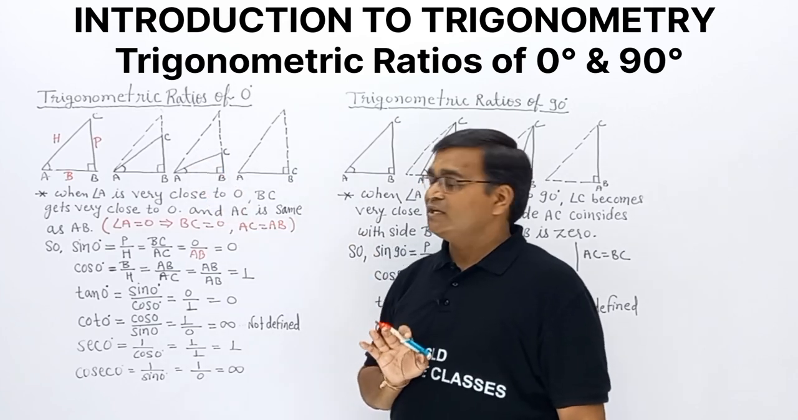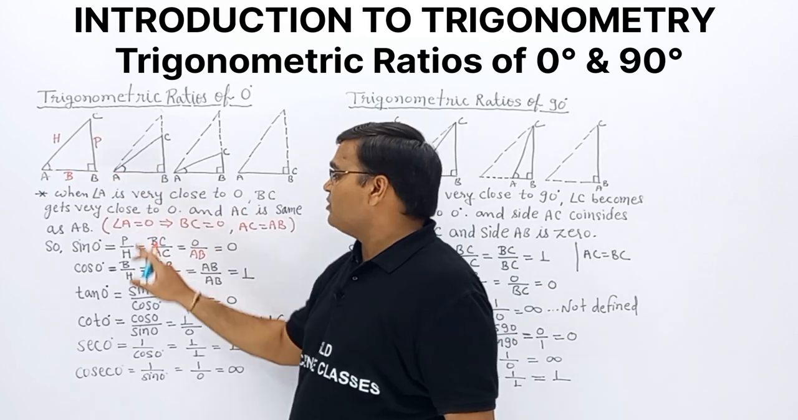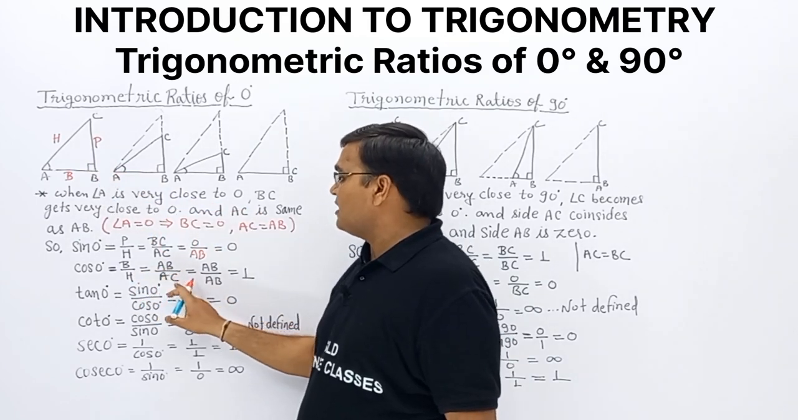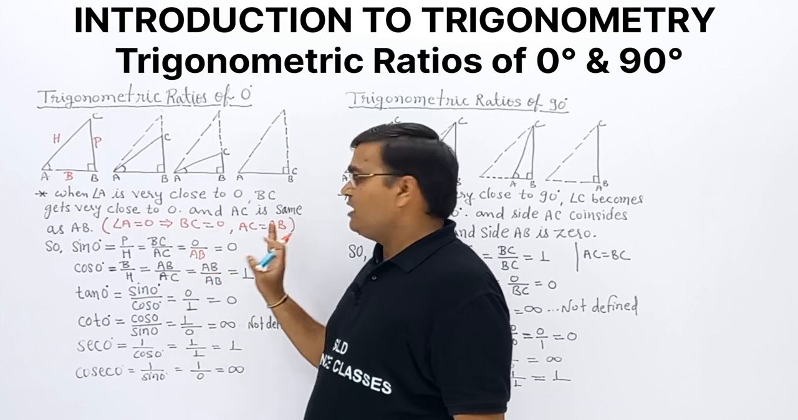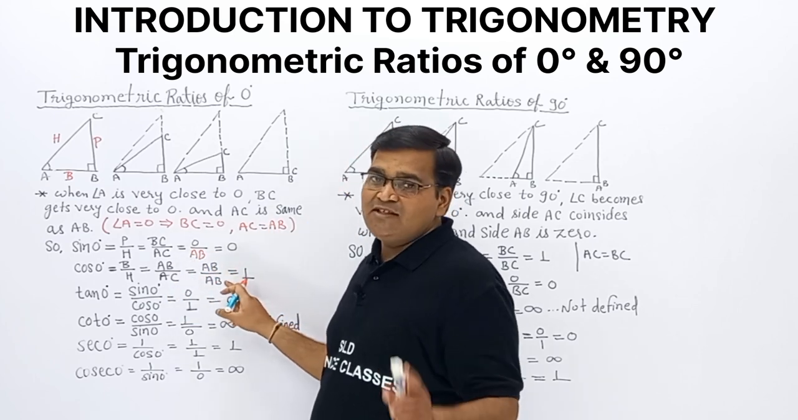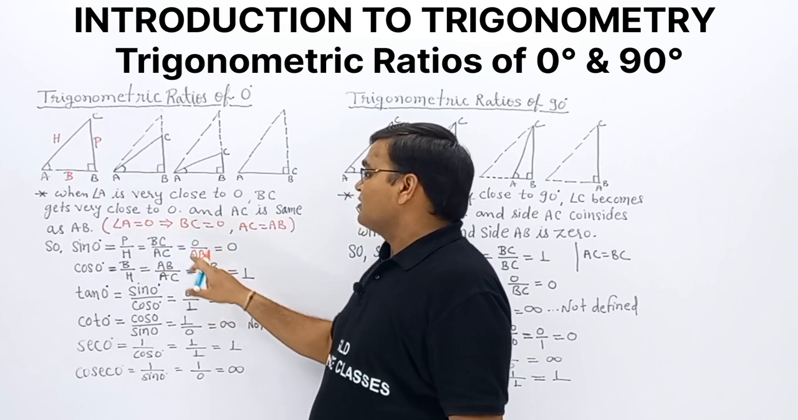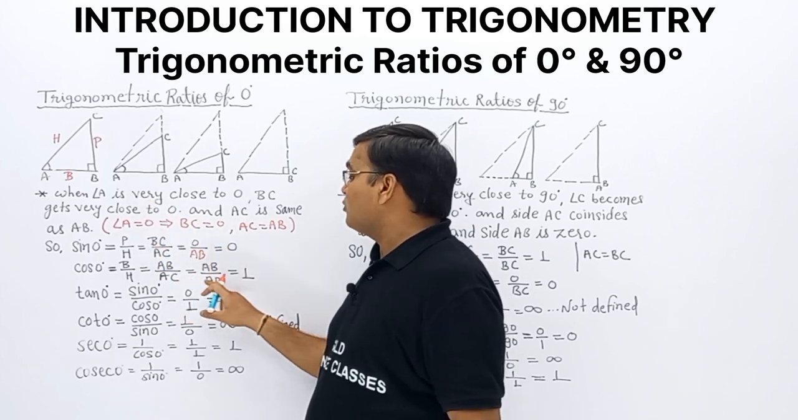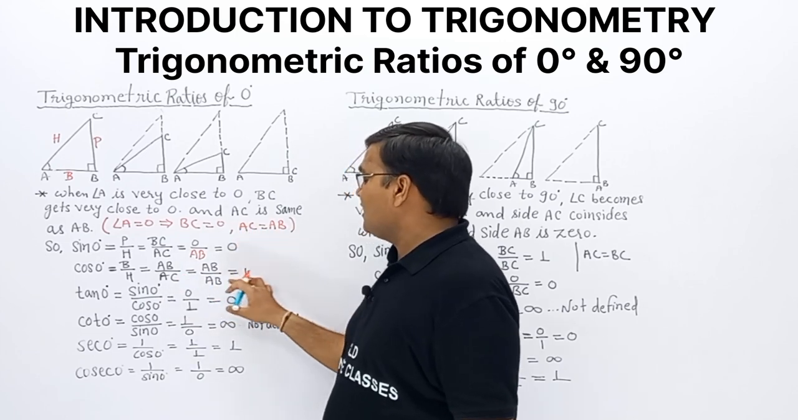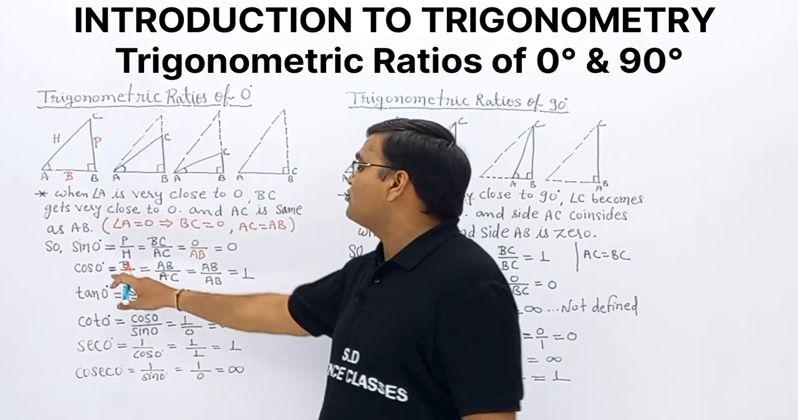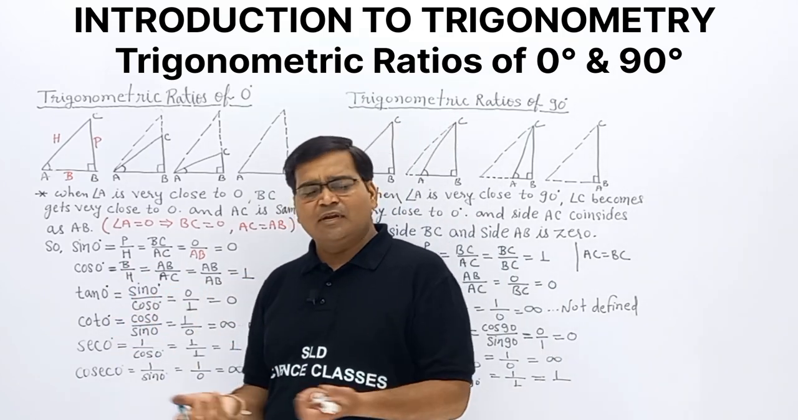Now cos 0 is what? Base upon hypotenuse. What is the base here? Base is AB, hypotenuse is AC. When angle A equals 0, the hypotenuse AC equals AB. So solving, we get 1. So cos 0 is 1. Clear? Now the remaining ratios we can find without any problem.